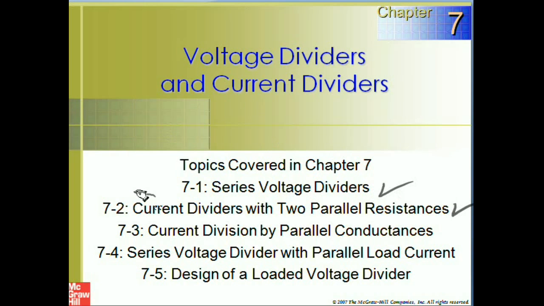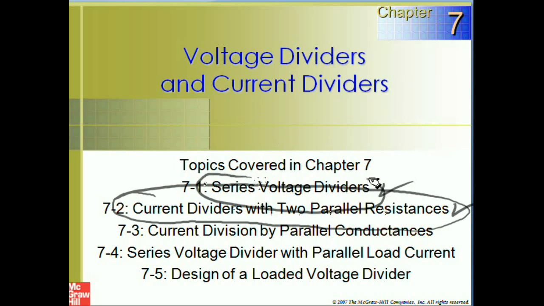That just means a parallel circuit, because all parallel circuits are current dividers, just like all series circuits are voltage dividers. We're going to talk about current division by parallel conductances. As you might recall from Chapter 5, we found it easier to determine the equivalent resistance by using parallel conductance. Well, we're going to use another property of parallel conductance for finding individual current drops.